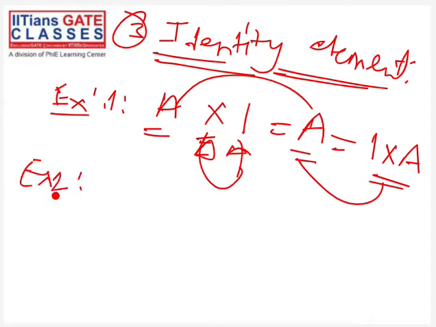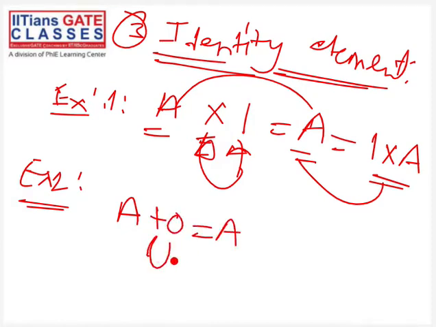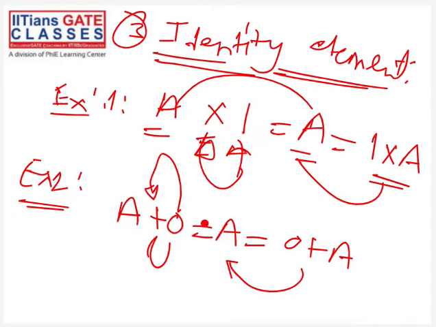Let's take another example. Anyone want to tell me what the identity element is for the addition operation? Yes. So for the addition operation, the identity element is 0, because when I add 0 to any number, that number itself comes. Similarly, 0 plus a is also a. So this 0 is the identity element for addition.